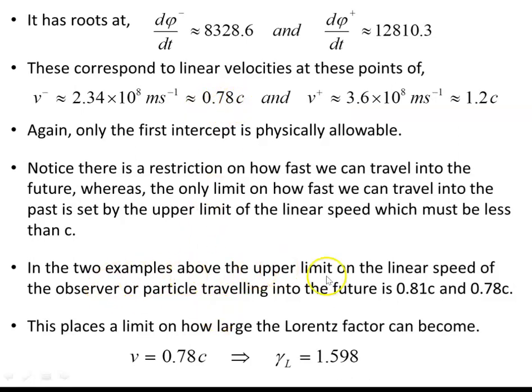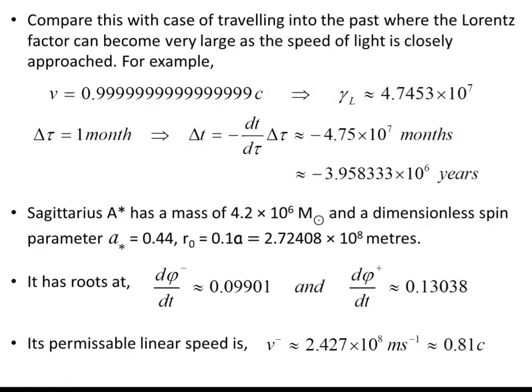Now in the two examples above, the upper limit on the linear speed of the observer or particle travelling into the future is 0.81 c, or 81% the speed of light, and 78% the speed of light. This places the limit on how large the Lorentz factor can become, because if V is 0.78 c, then gamma is 1.598. The Lorentz factor is 1.598. Now compare this with the case of travelling into the past, where the Lorentz factor can become very large as the speed of light is closely approached.